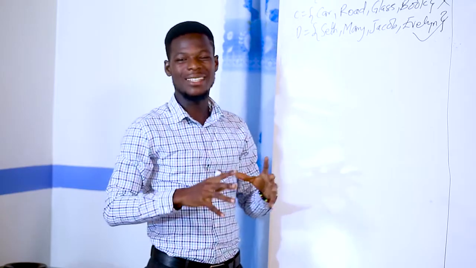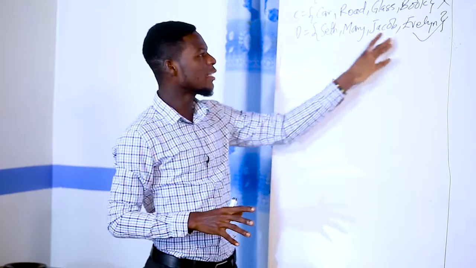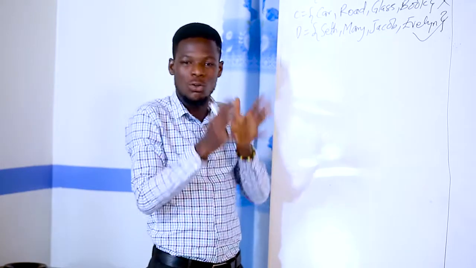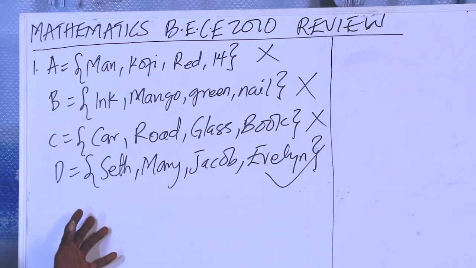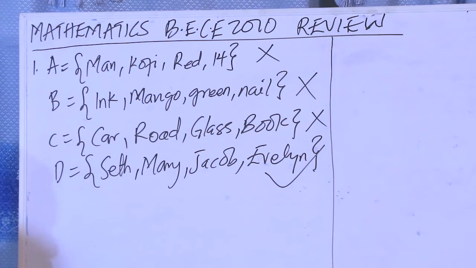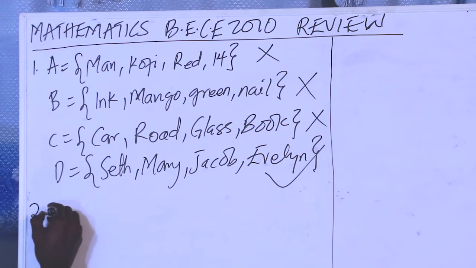Option D is a well-defined set because all the members of this set belong to a particular group or correlate with the description of the set, which is names of individuals. I believe we get it. Let's go to question 2.